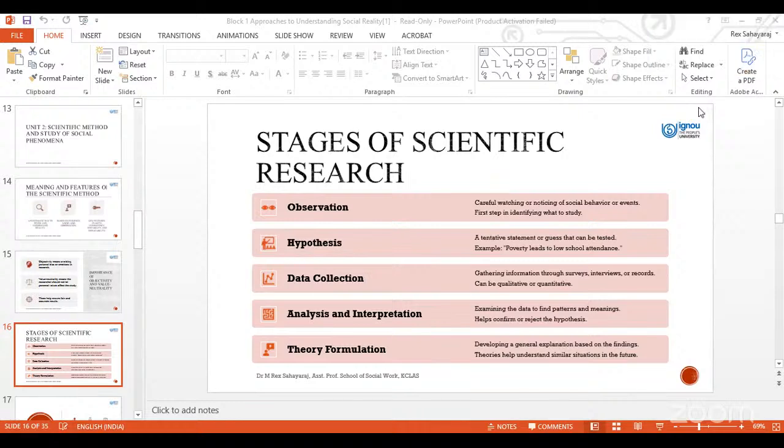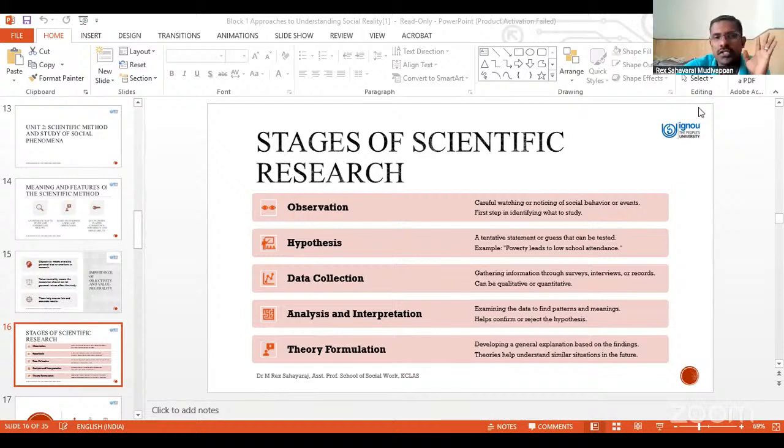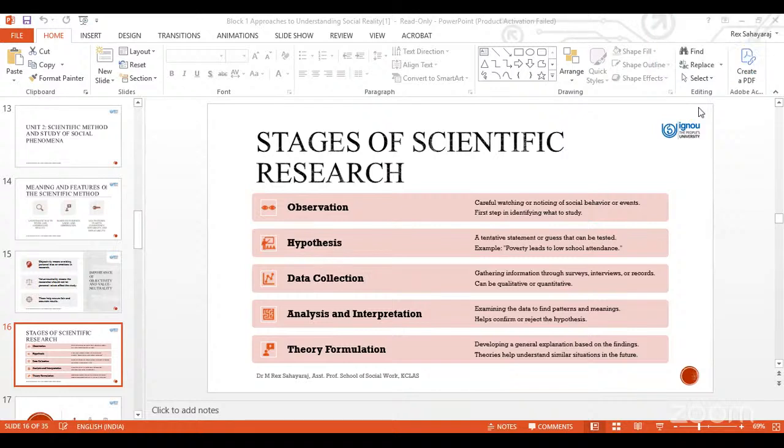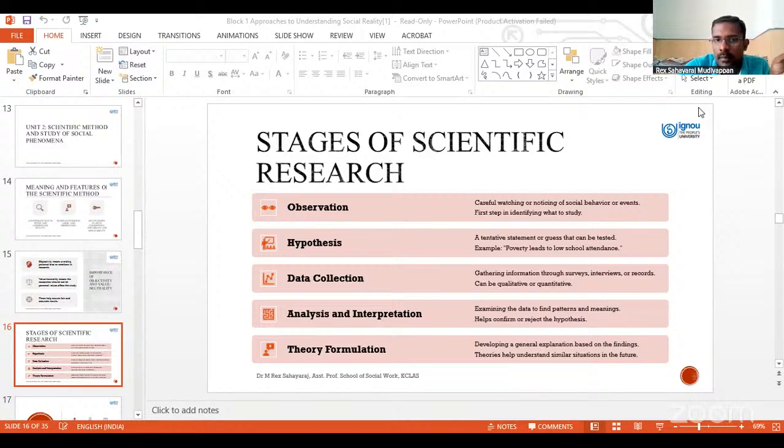Data. For any research, why do we do research? Why do I need to do research? Why do I need to do research on tribal health? For possible improvement. Very good. Improvement of the tribal health, improving the tribal health.